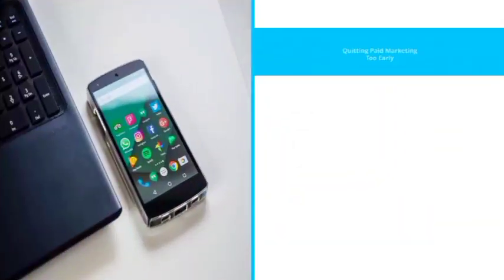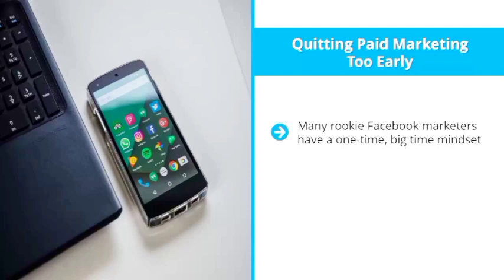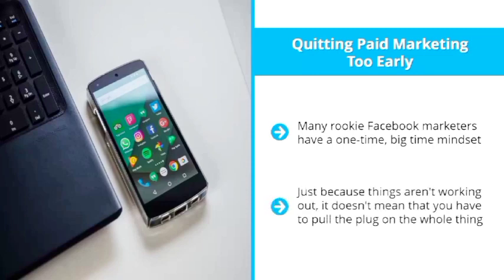You end up failing. Quitting paid marketing too early. Many rookie Facebook marketers have a one-time, big-time mindset. They've heard of how awesome Facebook traffic is, so they put together some hard-earned, precious capital to run an ad campaign. If the campaign doesn't work out according to their expectations, they're too quick to pull the plug and quit FB ads altogether. Just because things aren't working out, it doesn't mean that you have to pull the plug on the whole thing. You can stop certain campaigns and start new ones and operate with the same budget.